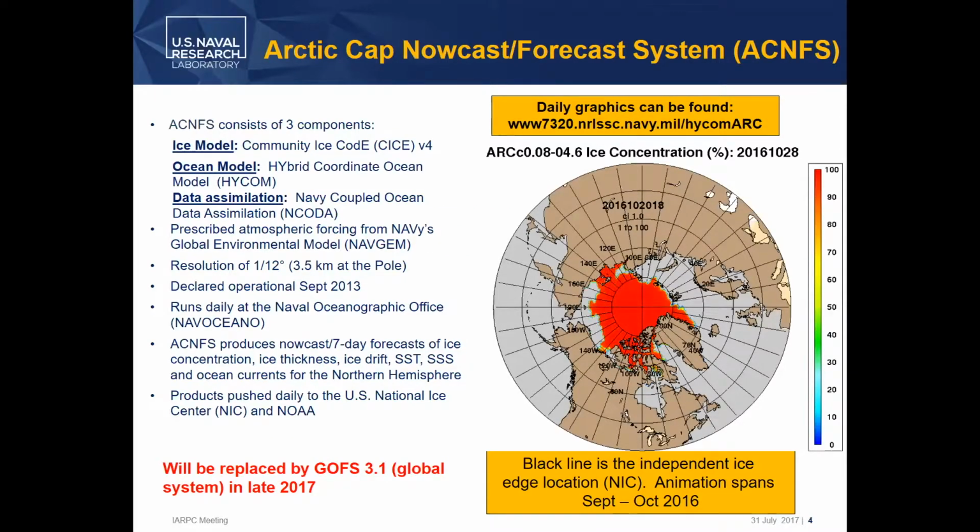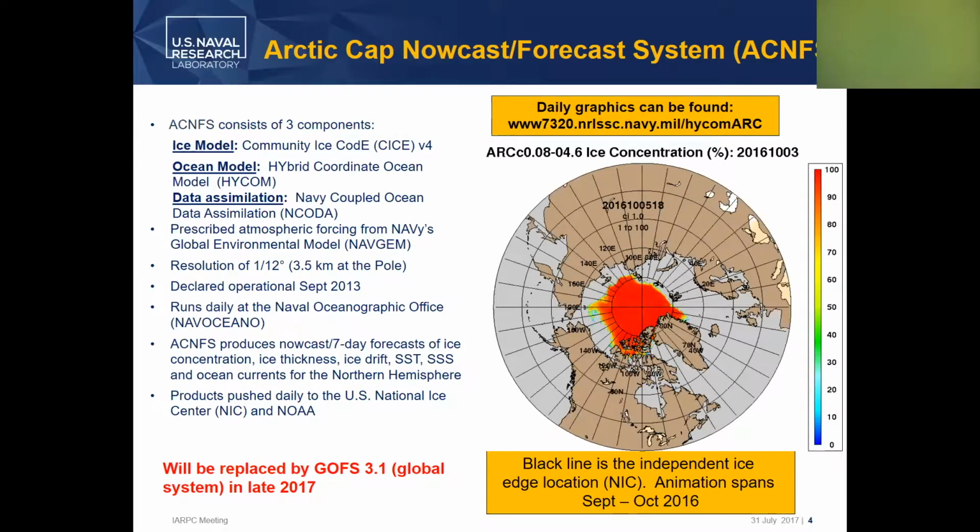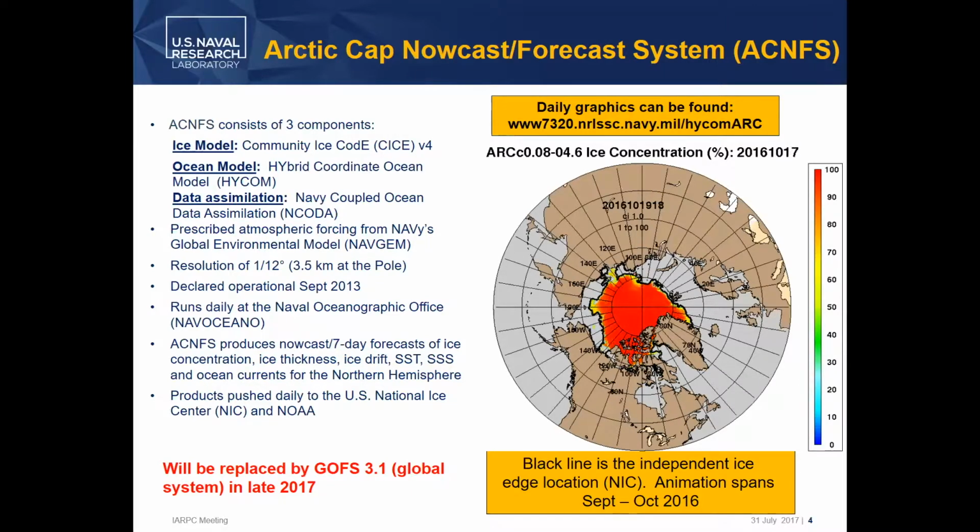So this is the Navy's Arctic Cap Nowcast forecast system. It consists of 3 components. The ice model is CICE version 4. The ocean model is called HYCOM, for the Hybrid Coordinate Ocean Model. And then we use the Navy's data assimilation system for ocean and ice observations called NCODA. That stands for Navy Coupled Ocean Data Assimilation.